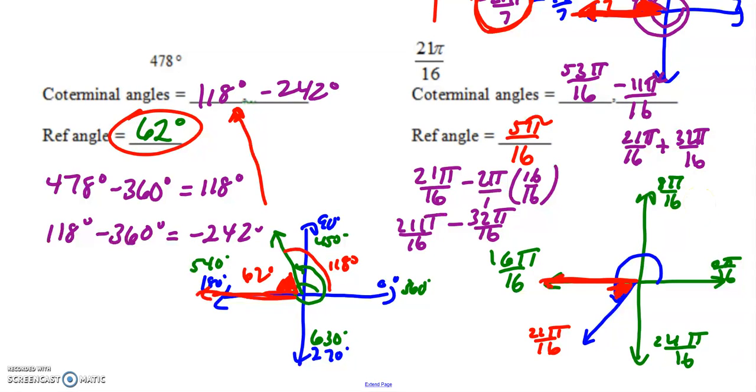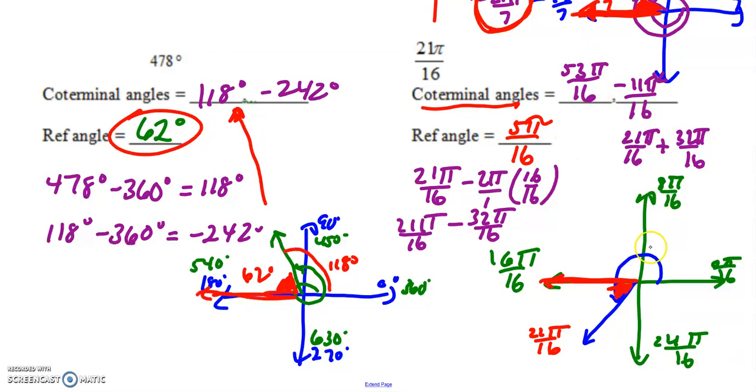This example here, again, you needed common denominators, but first, in terms of coterminal angles, what I did first is I took 21 pi over 16 and subtracted 2 pi, which is the same as 32 pi over 16 with a common denominator. This reduced to negative 11 pi over 16 for a negative coterminal angle. I also took 21 pi over 16 plus 2 pi, or 32 pi over 16, and I got an answer of 53 pi over 16.